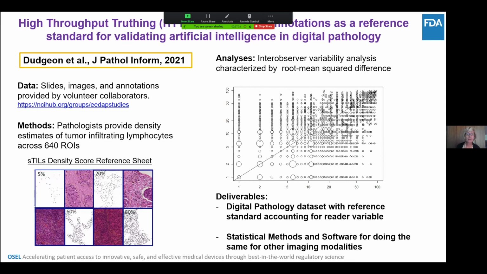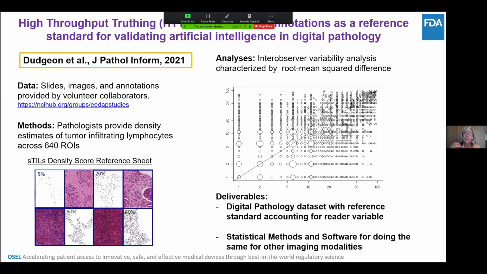This is an example from pathology, and this effort is entitled High Throughput Truthing of Pathologist Annotations as a Reference Standard for Validating AI in Digital Pathology. So let me take that apart. High throughput truthing means we're going to collect pathologist annotations in parallel in a high throughput way and use them in an aggregated way as a reference standard for pathology, because we all know pathology is often used as a reference standard for other modalities.